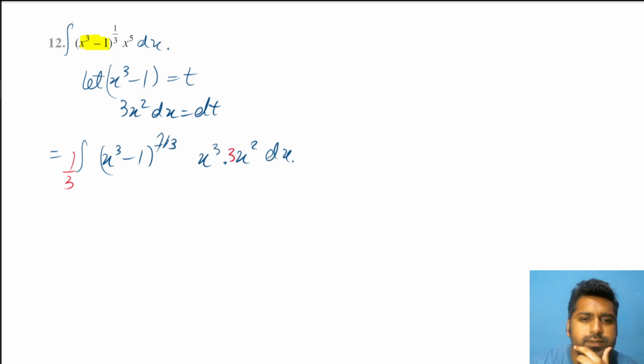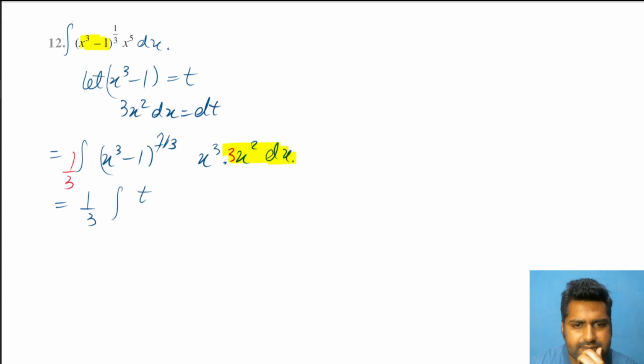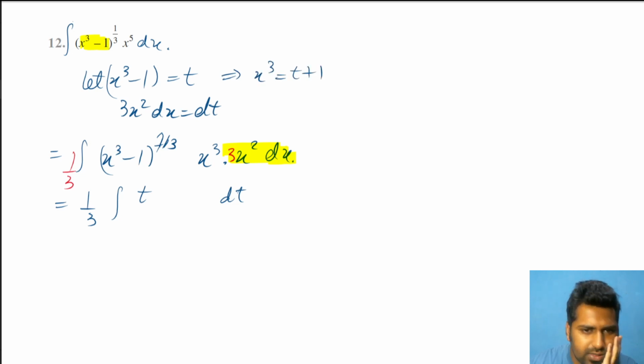I don't like this color. Let's change it. Yellow. Yellow is better. Fine. Okay, so 1 by 3 integration. This x cube minus 1 is t. This is dt. What about this x cube? So let's get the value of x cube. x cube is t plus 1. So use that. So into t plus 1, and this power is 1 by 3.